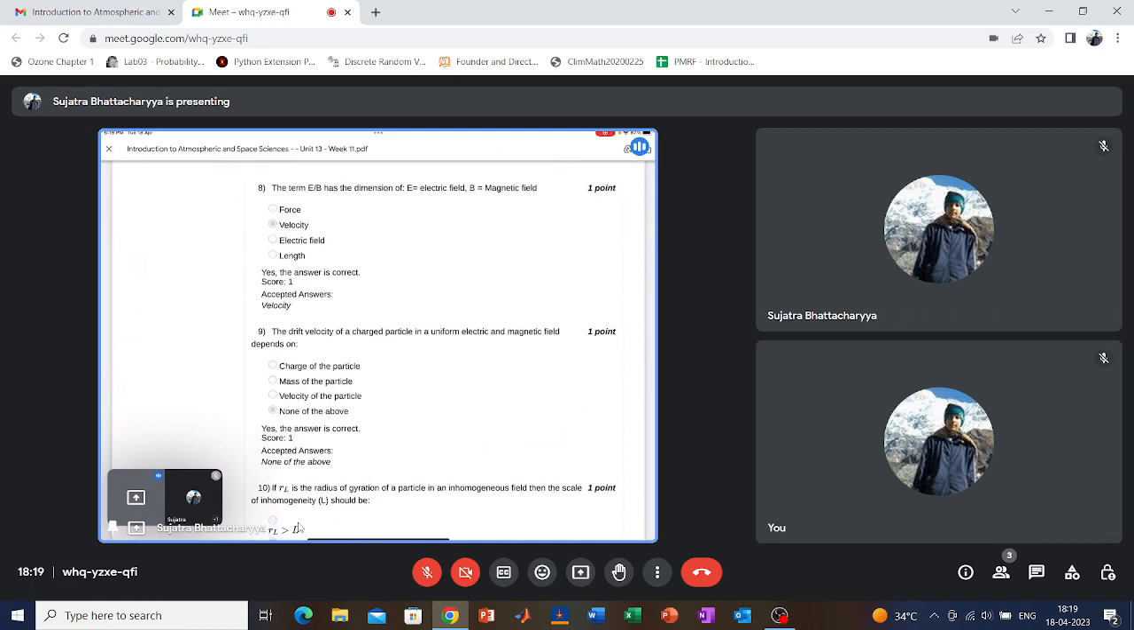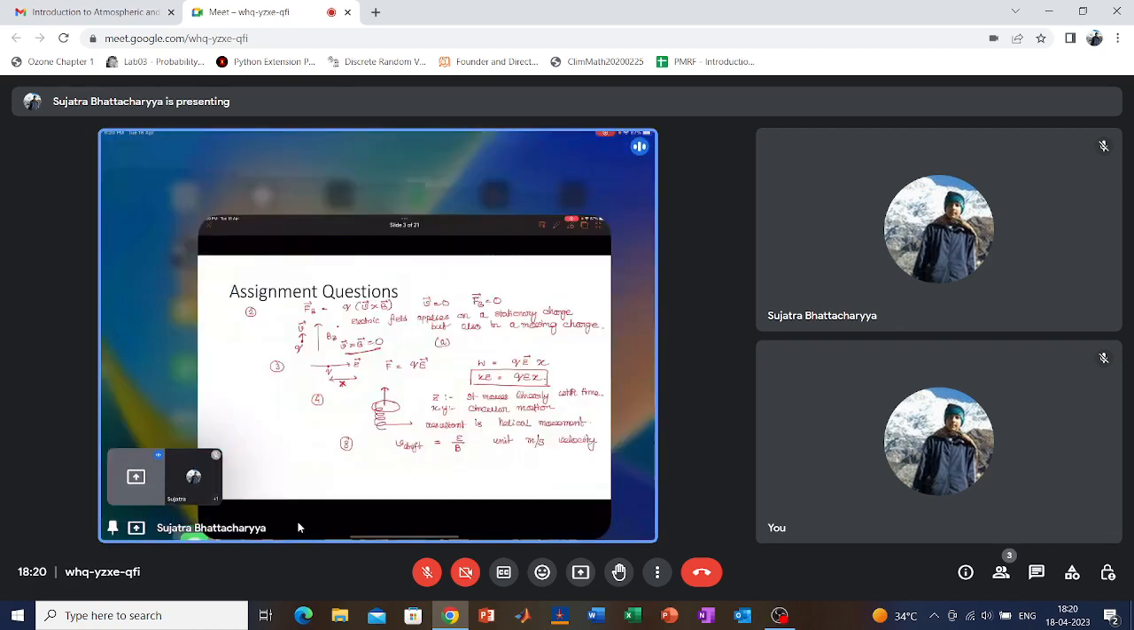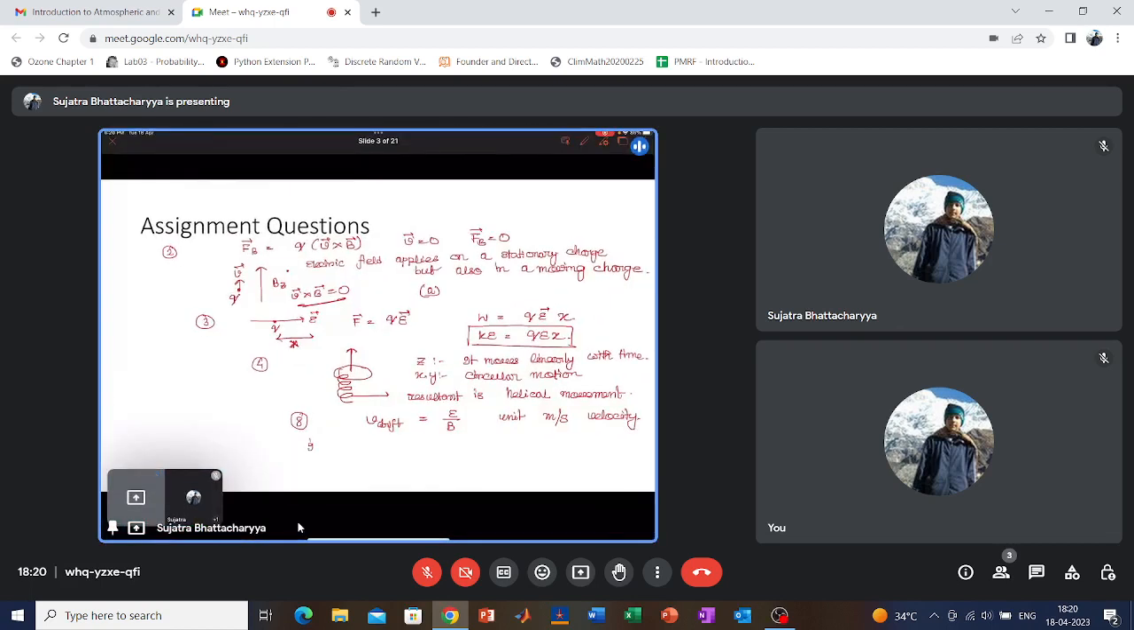The ninth question is, the drift velocity of a charged particle in a uniform electric and magnetic field depends on, again, drift velocity. So it does not depend on the charge on the particle, the mass of the particle, or the velocity of the particle. It only depends on the electric field and the magnetic field. So the expression actually comes to be like this: V drift is either E by B or E cross B by B square.